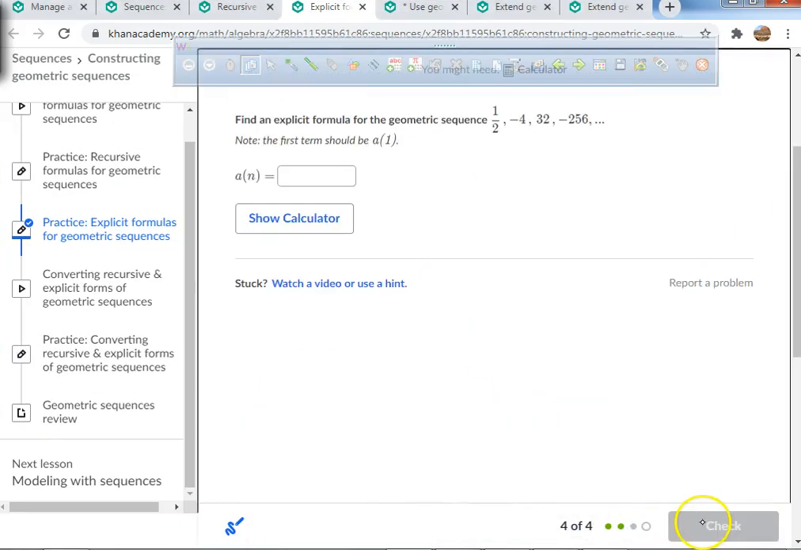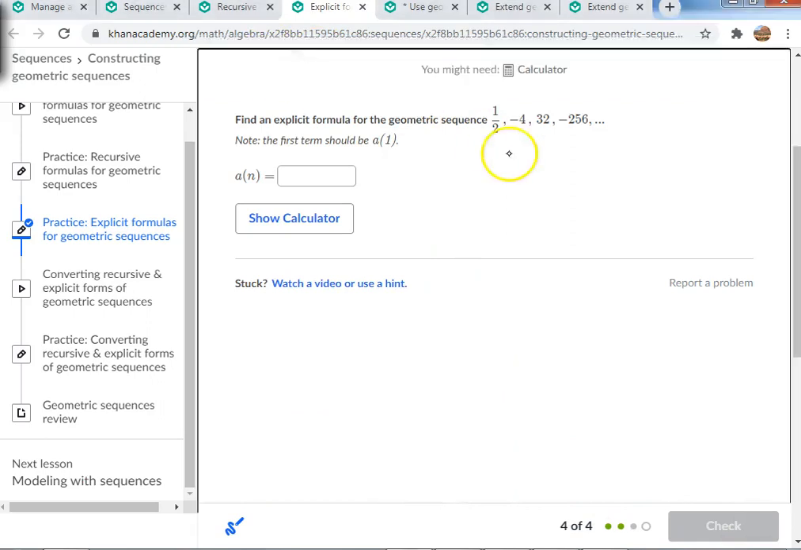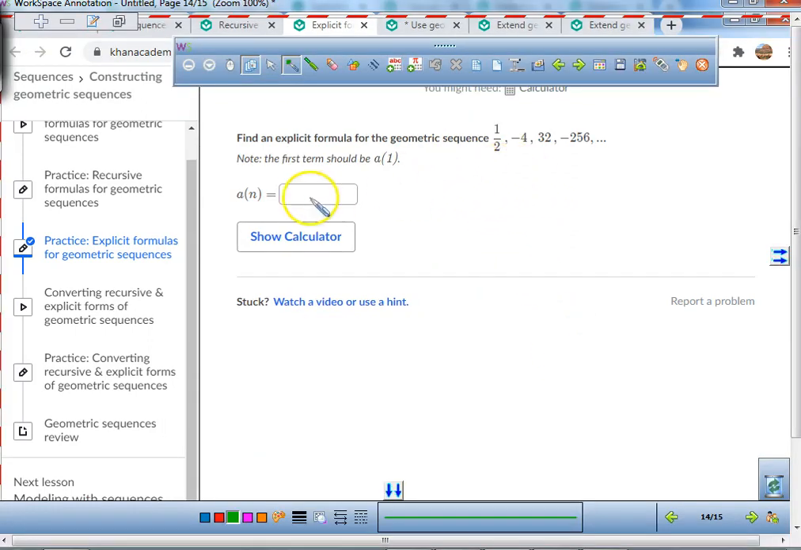I'm going to get 100. All right, so here we go. Well, I can't get 100 right now, but I'm going to. Our very first term is a half. -4 divided by 1 over 2 equals -8.